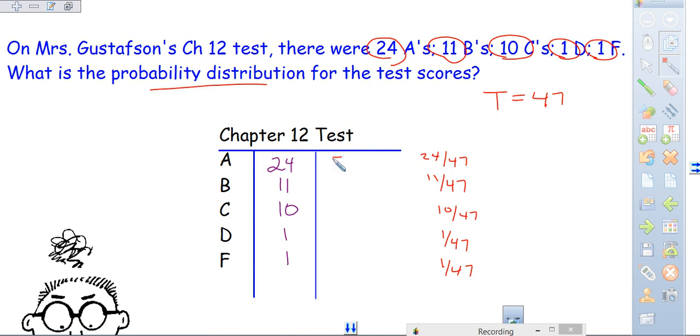And then I'll find my percentages. So 24 people is 51%, 11 people is 23%, 10 people is 21%, and then 1 person is 2% of the class. This would be a probability distribution.